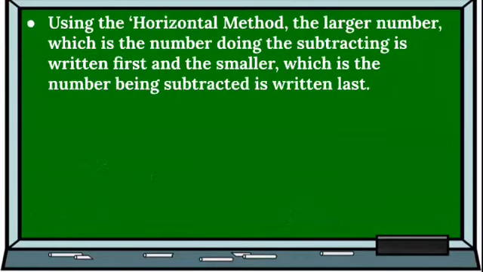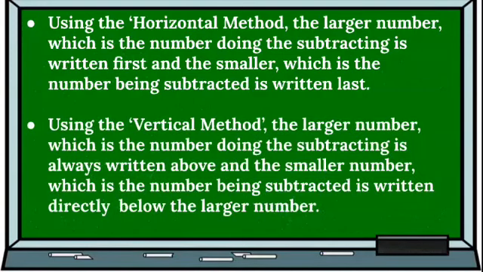Using the horizontal method, the larger number, which is the number doing the subtracting, is always written first, and the smaller, which is the number being subtracted, is written last. And using the vertical method, the larger number, which is the number again doing the subtracting, is always written above, and the smaller number, which is the number being subtracted, is written directly below the larger number.